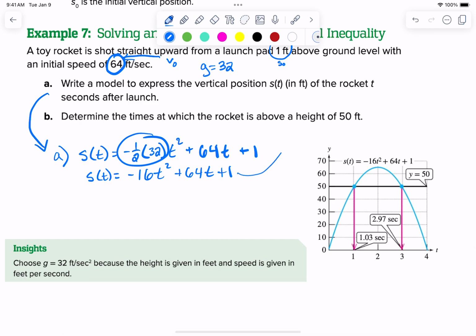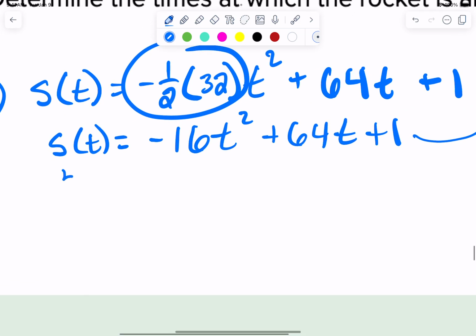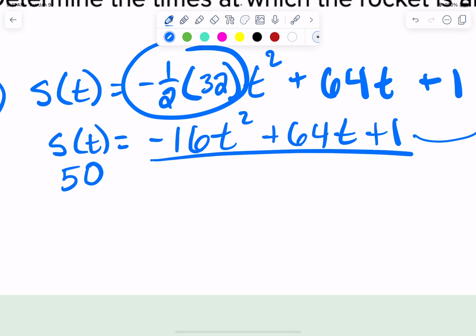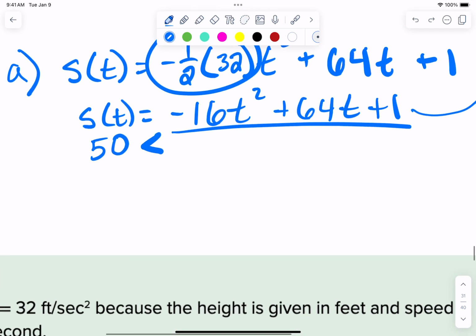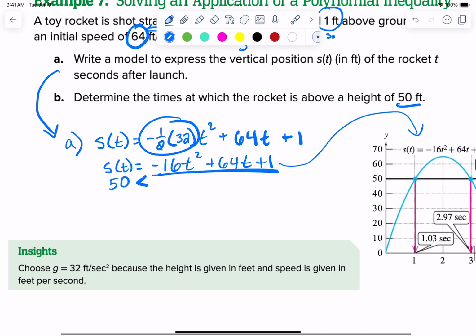All right, now they have graphed this function. Hey, look, theirs matches ours. Great. They say determine the times at which the rocket is above 50. So we want our height to be greater than or equal to 50. Wait, it's the other way, isn't it? No, this is my height, and I want that to be bigger than 50. So I want 50 to be small and the other part to be big. Just greater than. Okay. Negative 16T squared plus 64T plus 1.